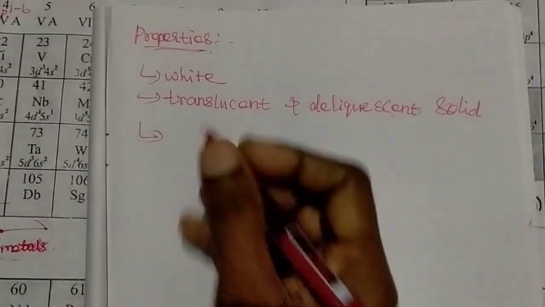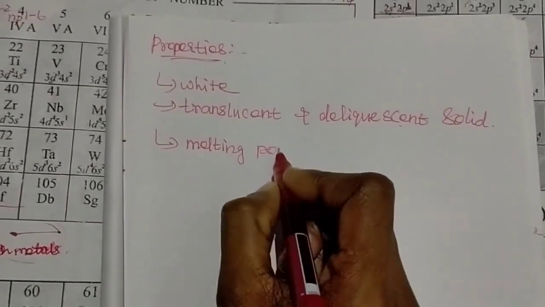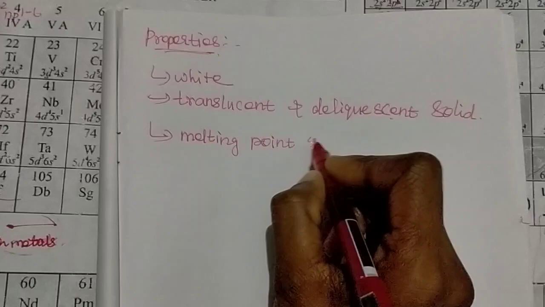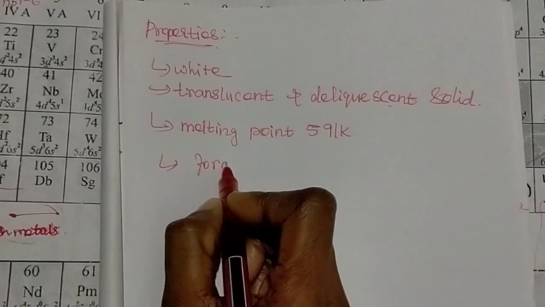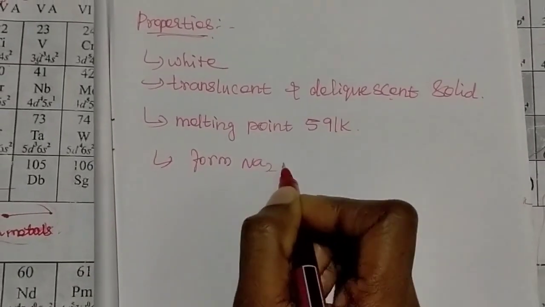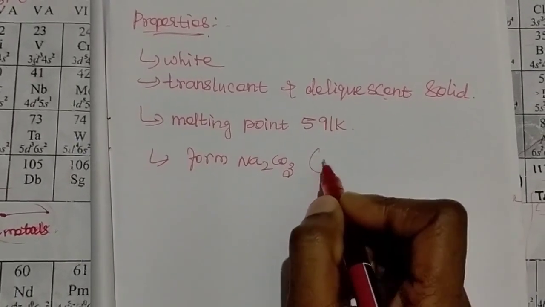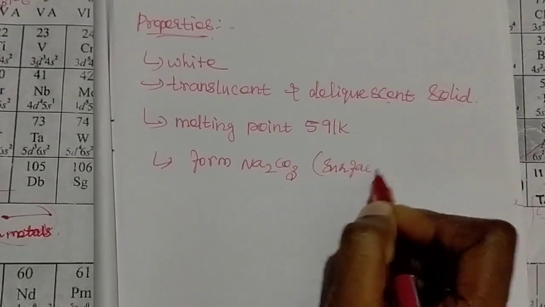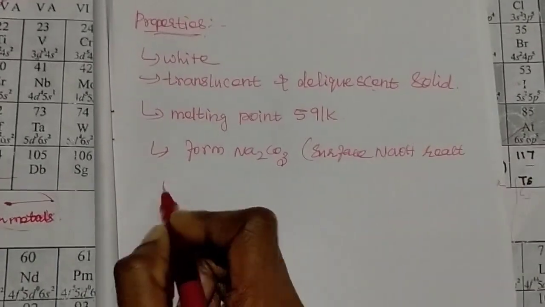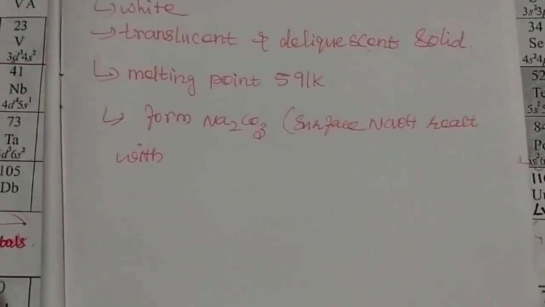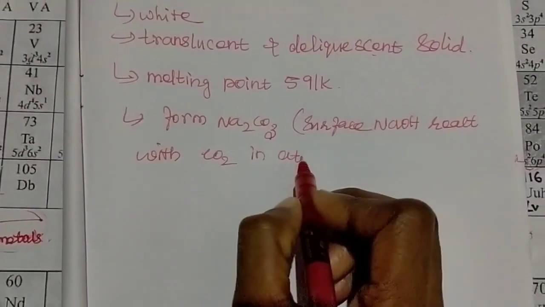So first, it can melt. The melting point of sodium hydroxide is 591 Kelvin. It can form sodium carbonate when the surface of sodium hydroxide reacts with carbon dioxide in the atmosphere.